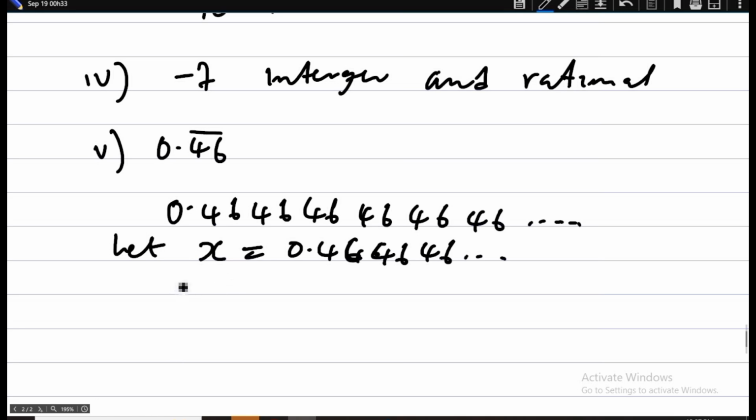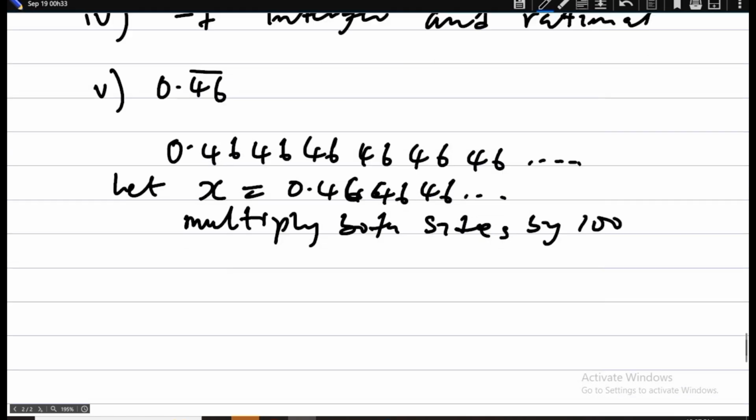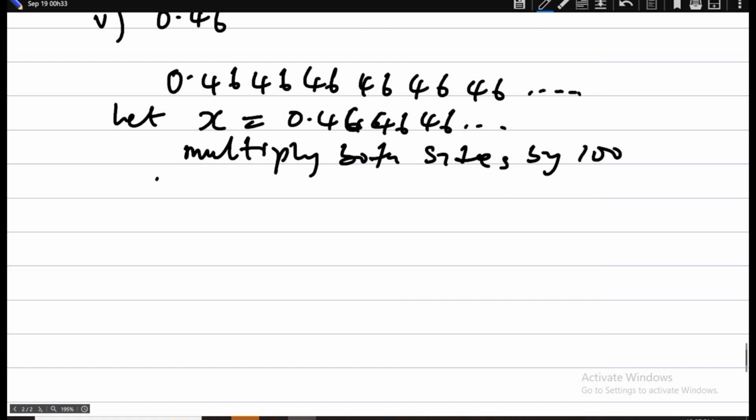So if you multiply both sides by 100, I'm going to have that 100x is equal to, if I multiply this by 100, I'm going to have 46.464646. Continue that way.